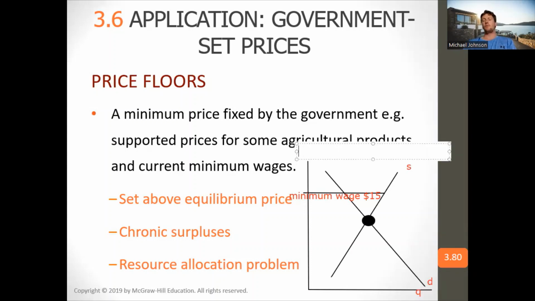But we need to have the minimum wage higher than the equilibrium because people just don't make enough to live. In my opinion, I think it should be a lot higher than 15 because the cost of living is just so high.